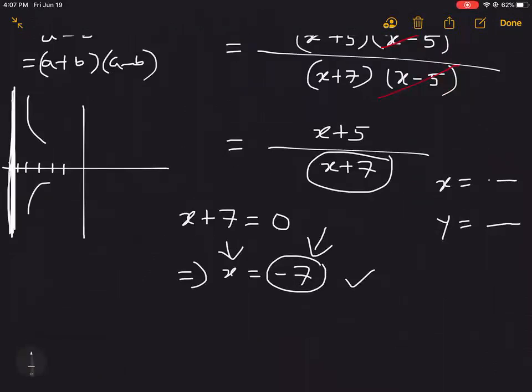If the denominator was x plus 7 at the start, you will instantly know that it was -7 by eyeballing it. Yeah, of course. Okay, so I can show one example like this. Let's say this one.